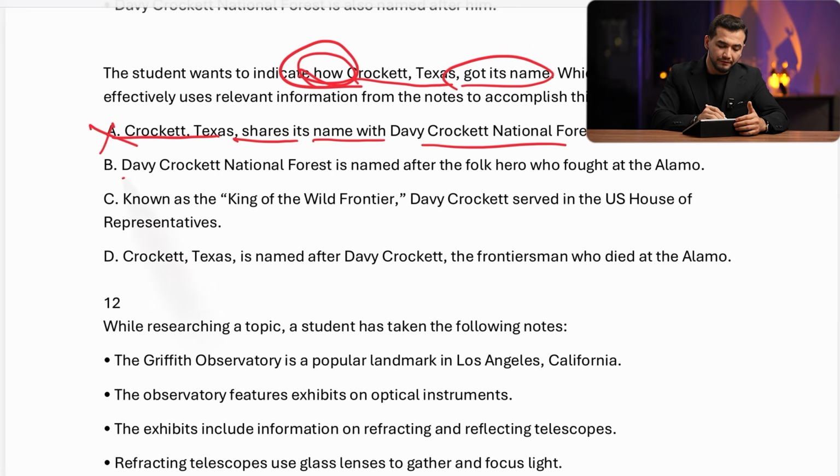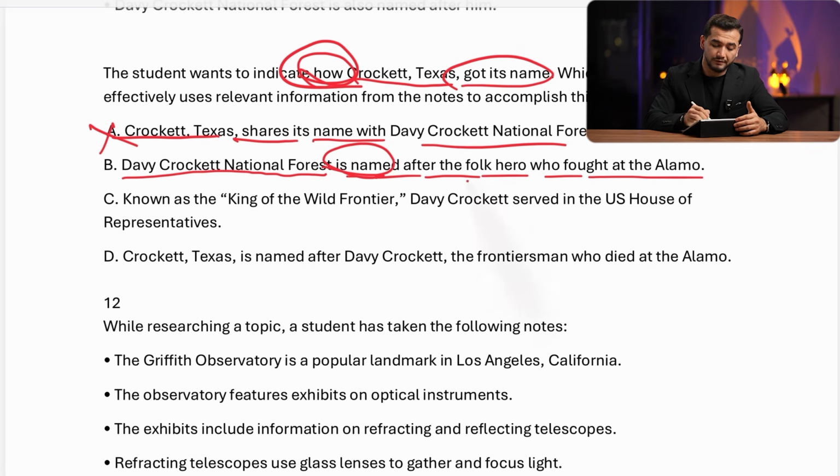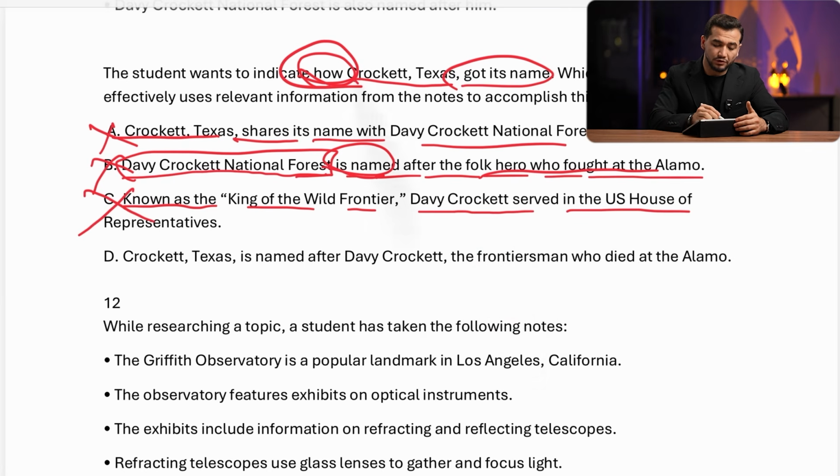B. Davy Crockett National Forest is named after the folk hero who fought at the Alamo. So actually we have how it was named. It was named after somebody, but it's not Texas, it's something else. So that's why it's out as well. So known as the king of the world, something Davy Crockett served. Okay, so there's nothing about Crockett, Texas.